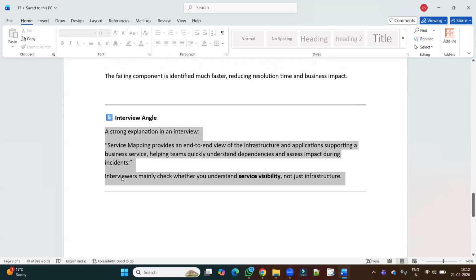Finally, the interview angle. Just stop the video and check it. What is service mapping and what exactly you are going to present to the interviewer. Very simple, very basic.